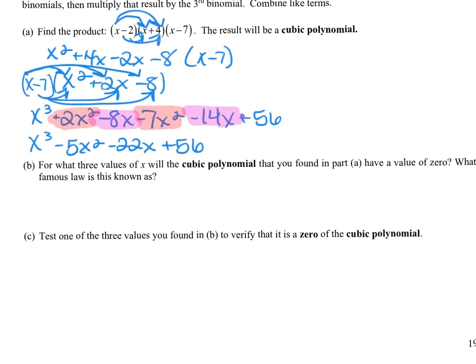So what is going to make my first binomial 0? Well, wouldn't 2 make that 0? So x equals 2. Now I'm looking at the second binomial, and what would make that 0? A negative 4. Okay? And the last binomial right there, x minus 7, what is going to make that 0? Well, 7, right? Because 7 minus 7 is 0.